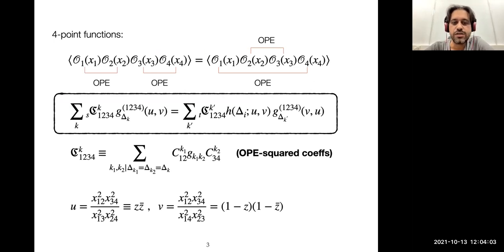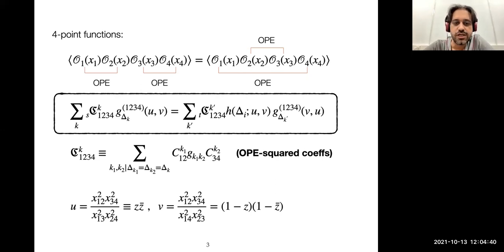I write it down here just to set the notation. I will be using this mathfrak S to express OPE squared coefficients. This is one of the CFT data that we want to determine. And of course, we have this conformal block decomposition. We have operators with scaling dimensions delta running in the intermediate channel, and we can write the S channel expansion and the T channel expansion, and we have quantities, the conformal blocks, that depend on the cross ratios like U and V in the standard way.